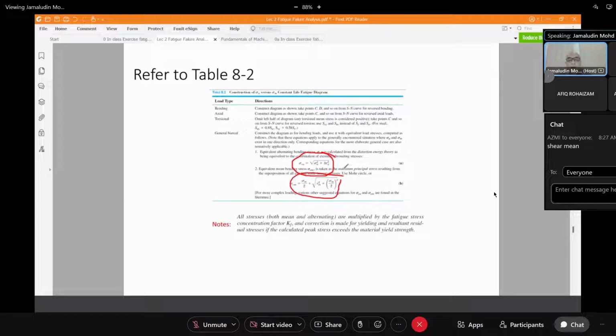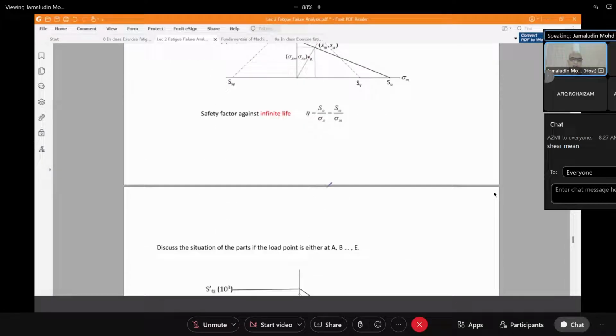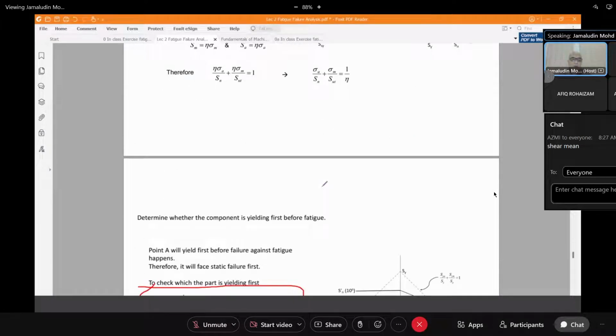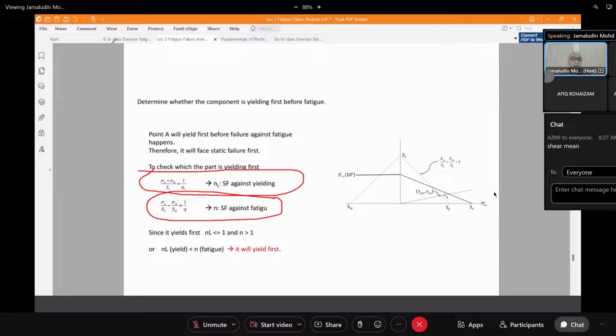Because only this is 0, this is 0, this is 0, basically our alternating equals the equivalent alternating. Our shear mean equals our equivalent sigma, equivalent mean. Right? We have that value, then we insert it into these two equations here. Right? Set the value of equivalent alternating and equivalent mean into Langer and Goodman.